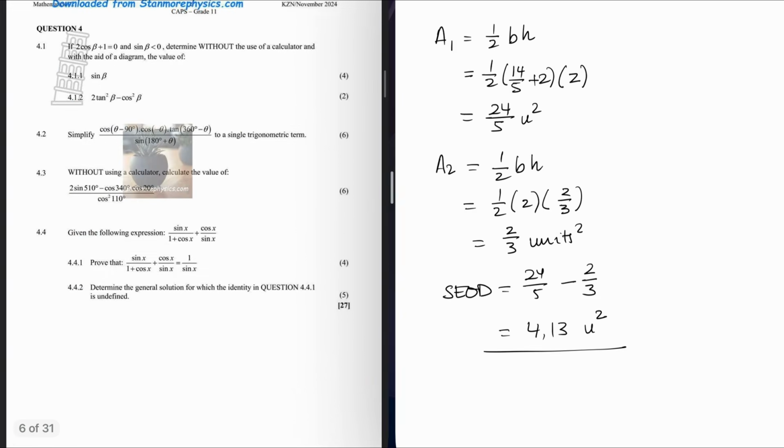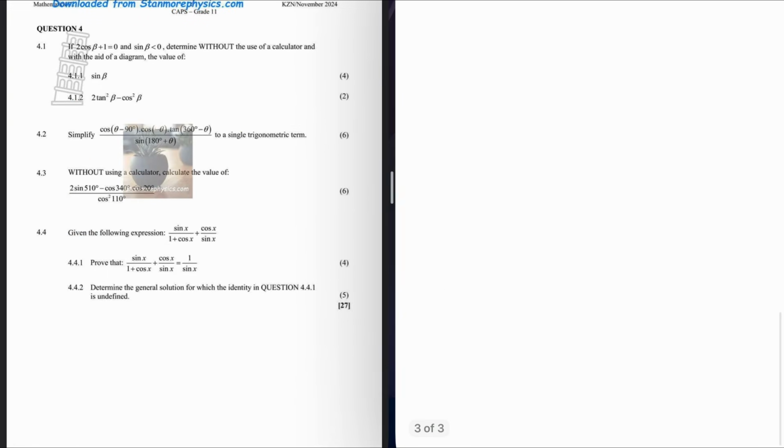Now let's move on to question number 4, which is trigonometry. If 2 cos beta plus 1 is equal to 0 and sine beta is negative, determine without the use of a calculator and with the aid of a diagram the value of sine beta. So let's start with this.